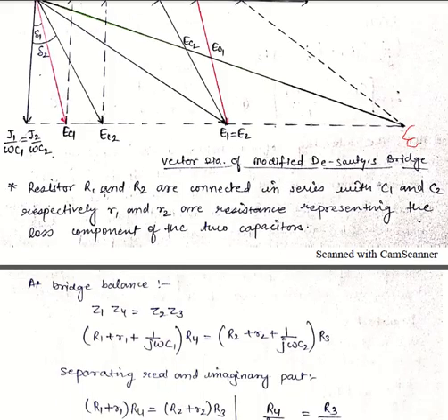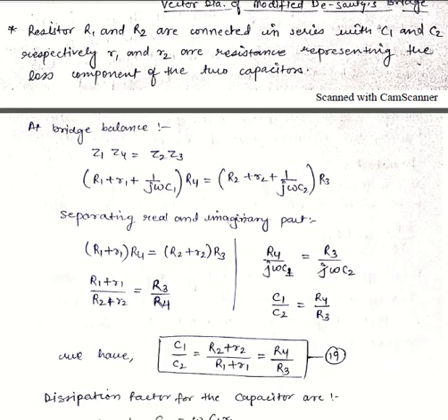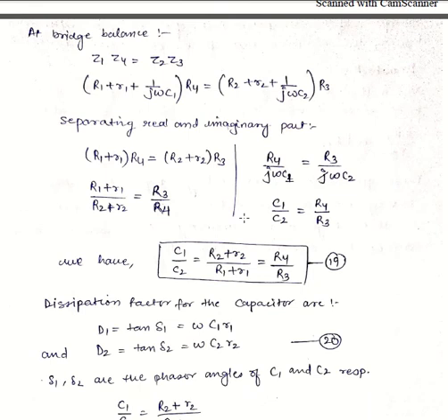As we discussed, resistors R1 and R2 are connected in series with C1 and C2 respectively. Small r1 and small r2 are resistances representing the loss components of the two capacitors. At bridge balance, we will have Z1 Z4 is equal to Z2 Z3. By putting the respective values, we'll have capital R1 plus small r1 plus 1 upon j omega C1, multiplied by R4, is equal to capital R2 plus small r2 plus 1 upon j omega C2, multiplied by capital R3.